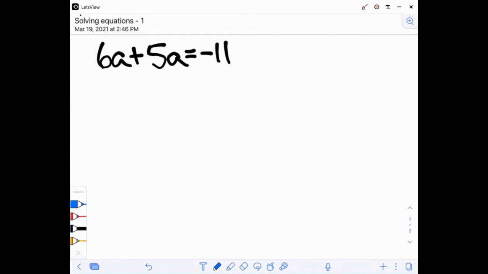All right, let's solve some equations. So our first problem, 6a plus 5a equals negative 11. First thing we want to do, I talked about a couple power moves. Let's look for distributive property first. Well, I don't see any distributive property, nothing that needs to be distributed. So the next step is combine like terms.